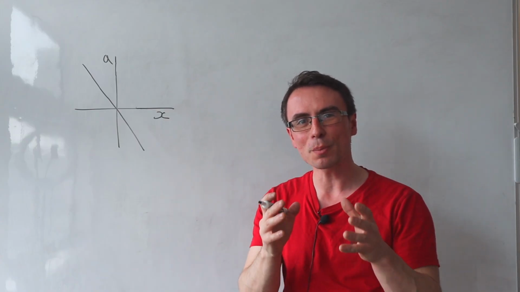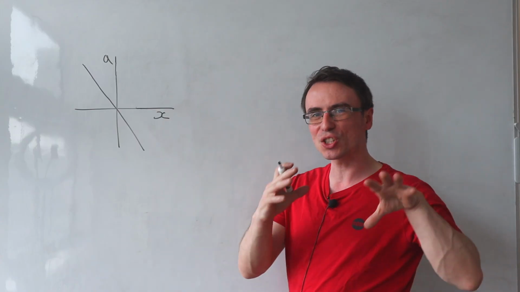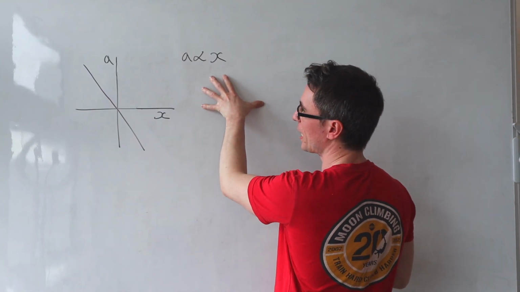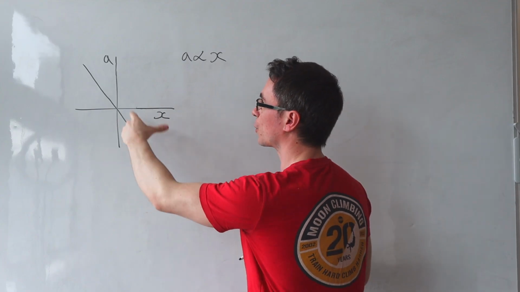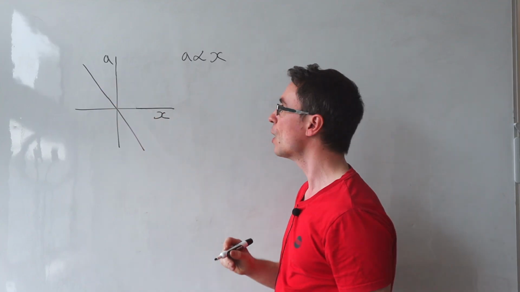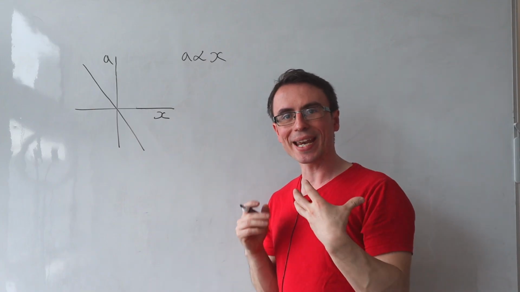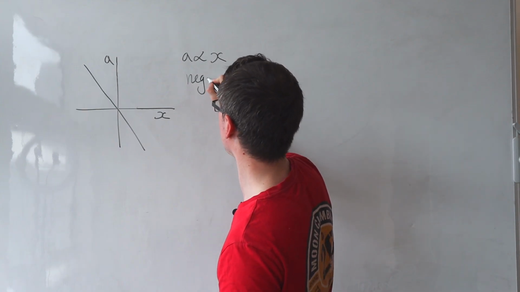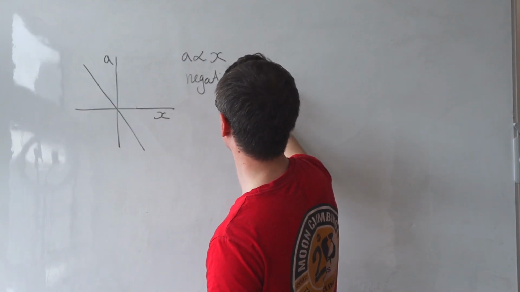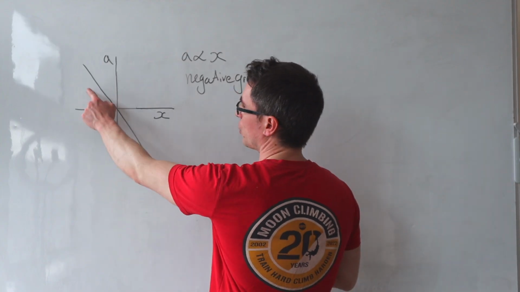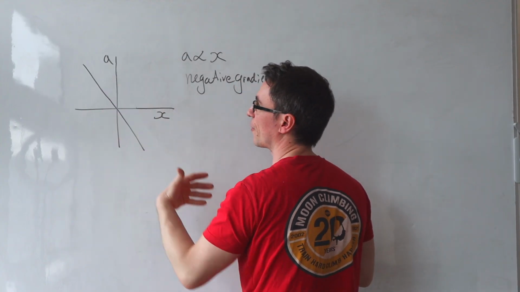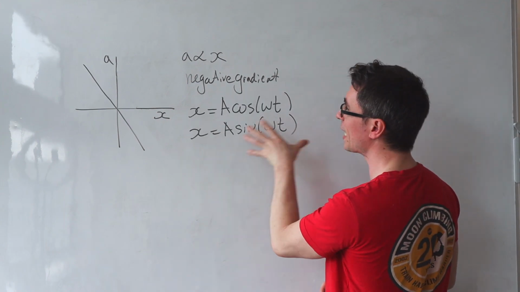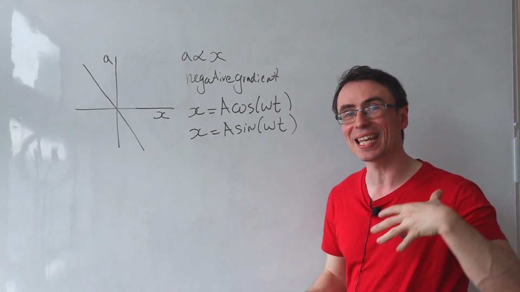In order for an object to be performing simple harmonic motion, two conditions need to be met. Number one, the acceleration needs to be proportional to the displacement, and this is shown by this graph being a straight line through the origin. Number two, the acceleration needs to be directed towards the equilibrium position, and this is shown in this graph by this negative gradient. If the acceleration is positive, the displacement is negative, and vice versa. If you were to use the displacement equations for simple harmonic motion, your calculator needs to be in radian mode.